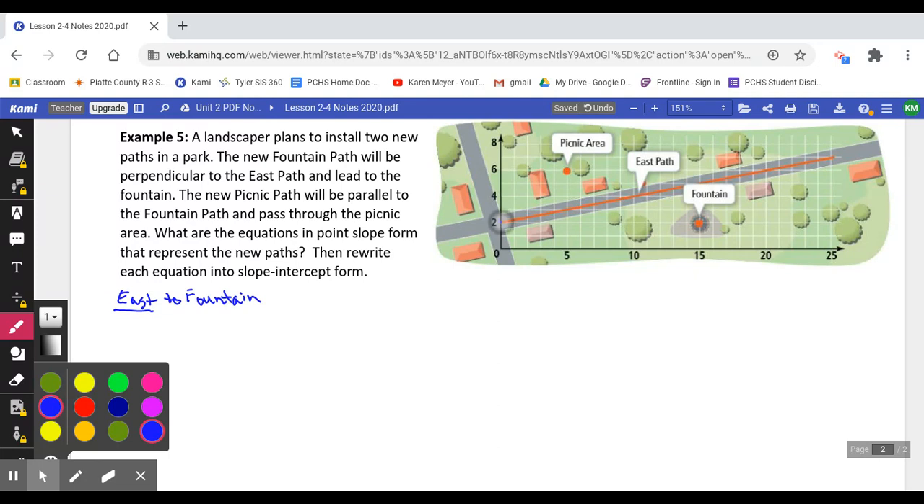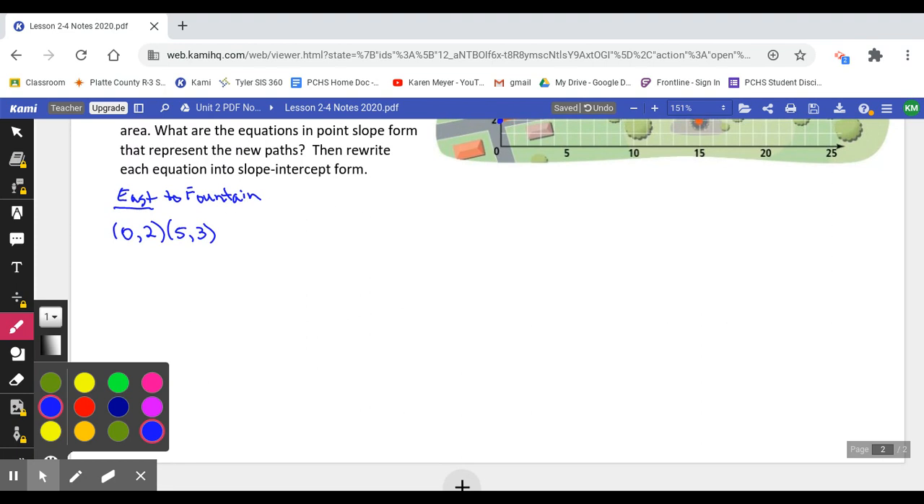If I pick 2 points on that line, the first one I choose would be the ordered pair 0, 2. And then another nice point looks like this one right here, the ordered pair 5, 3. So remember y2 minus y1 over x2 minus x1. That gives me 3 minus 2 over 5 minus 0, which is 1/5.